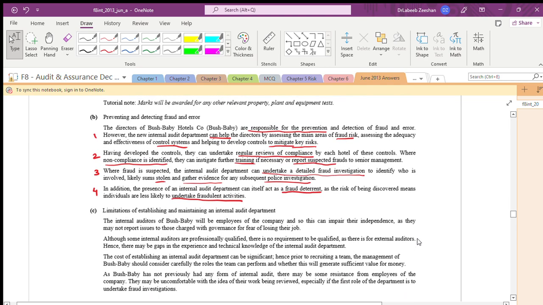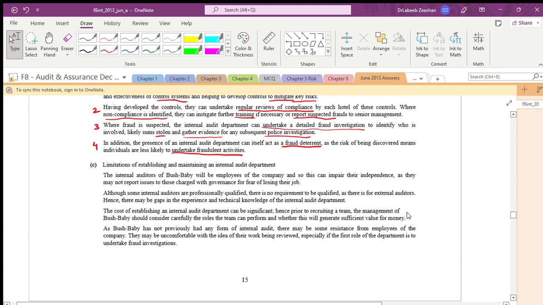What is the second point? They are talking about the limitations. They gave you 2 marks for limitations. This we have done extensively. Internal auditors are the employees of the company, so this can impair their independence; they cannot act with independence.